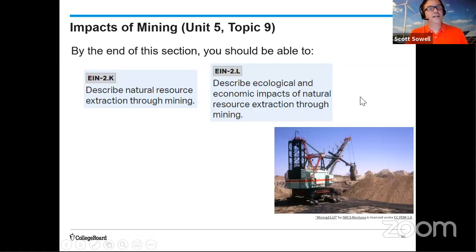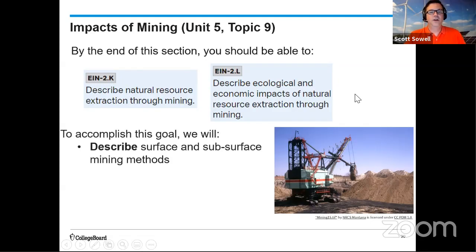So speaking of footprints, let's look at mining. The human action of mining for minerals and resources and fossil fuels has a huge footprint, a huge impact on the environment. So by the end of this section, you need to be able to describe some general practices of mining and then describe ecological and economic impacts of natural resource extraction through mining. So to get there, we're going to describe surface and subsurface mining.